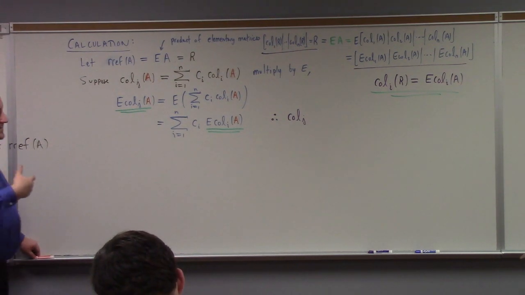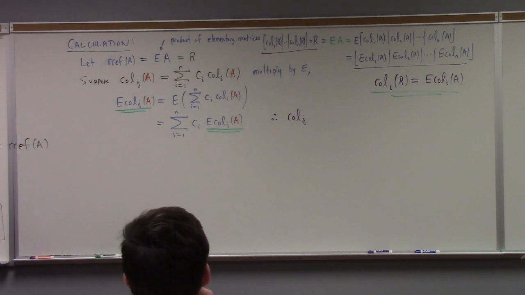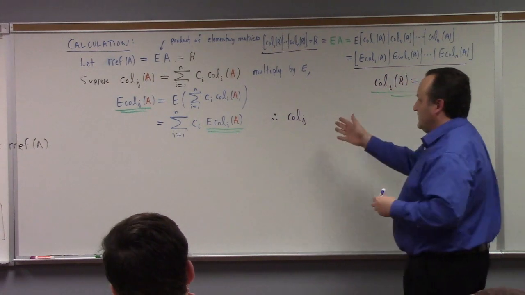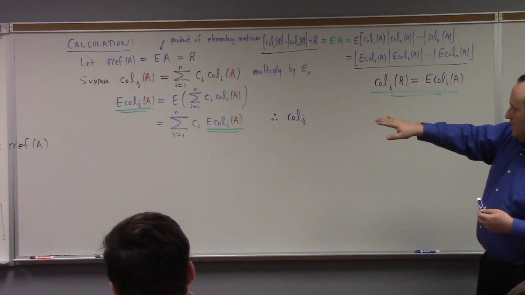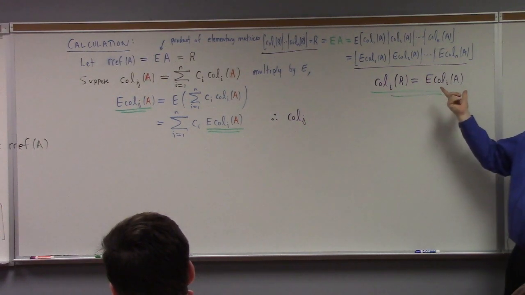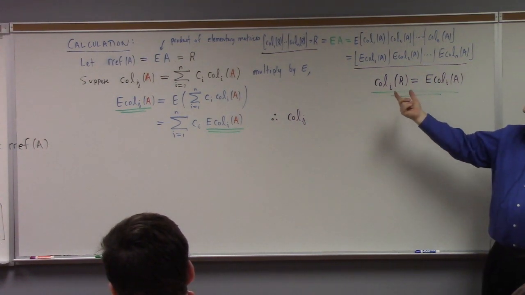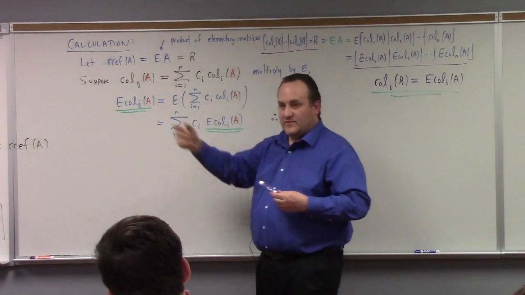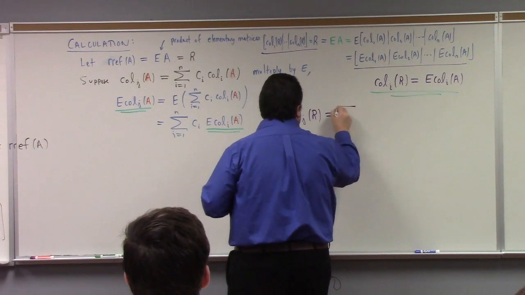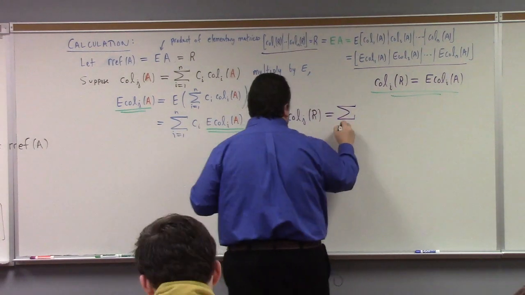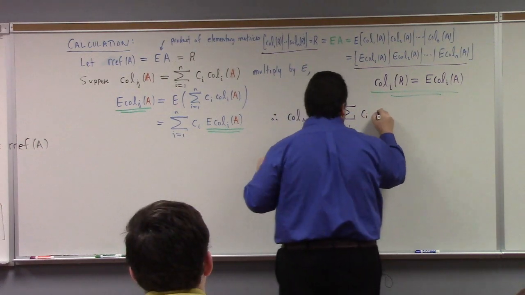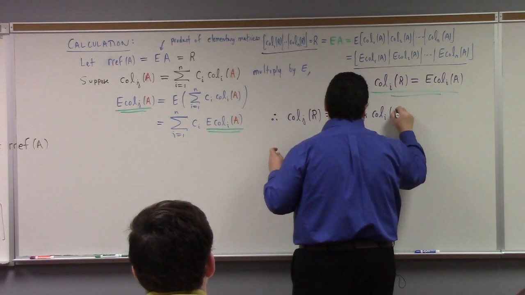So what does that give us? Column j of, what do we got? Column j of, not A, but see that? I can trade a column i of R for an E times column i of A. So I can trade an E times column j of A for a column j of R. And that's equal to a sum, i equals 1 to n, of ci column i of R.